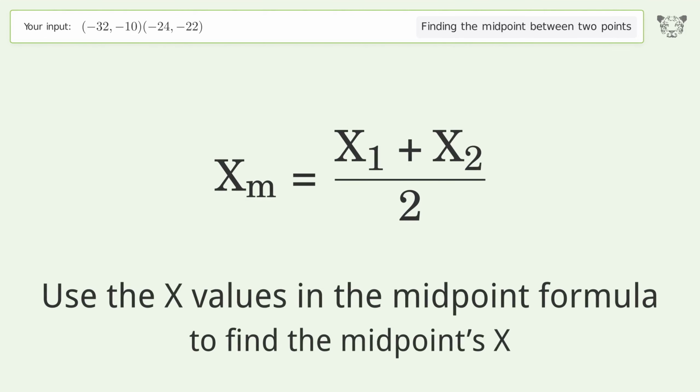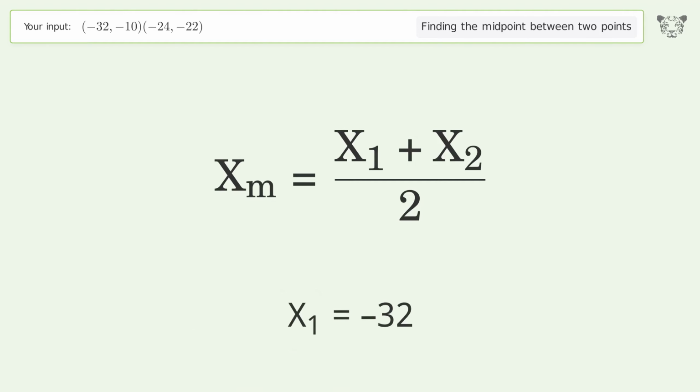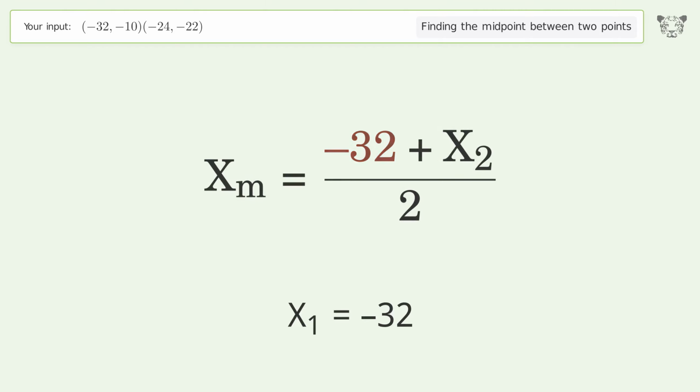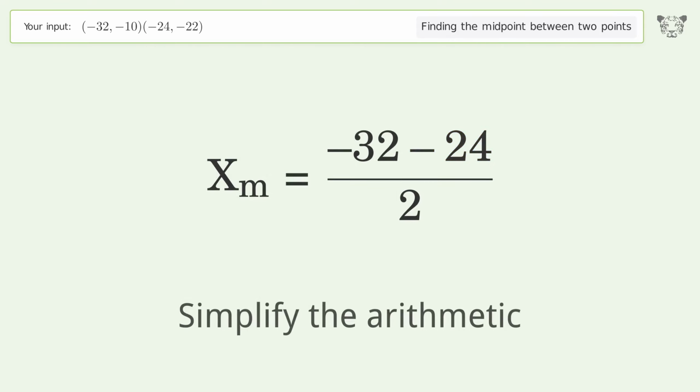Use the x values in the midpoint formula to find the midpoint's x. x1 equals -32. x2 equals -24. Simplify the arithmetic.